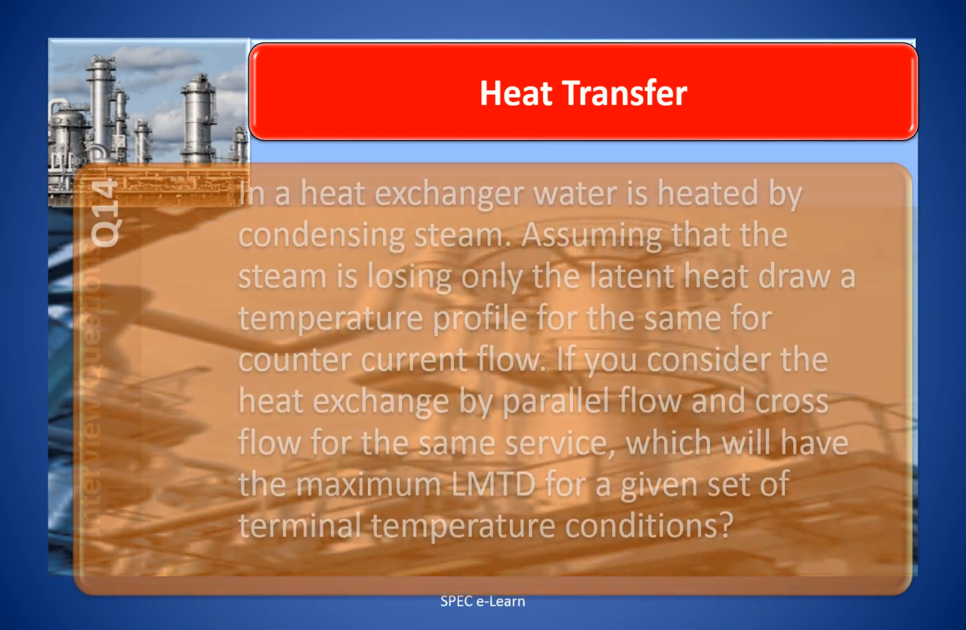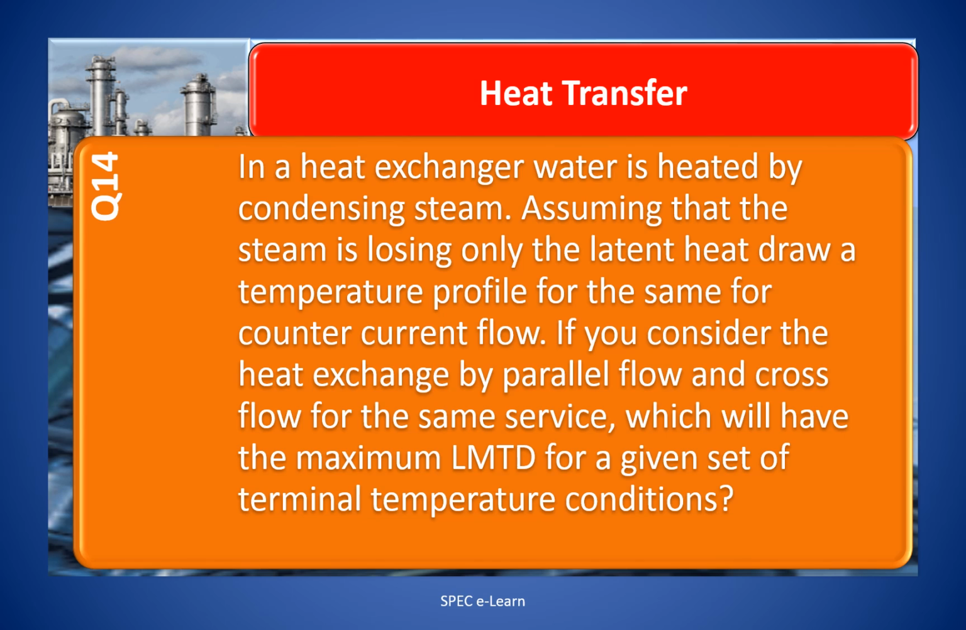Question number 14. In a heat exchanger, water is heated by condensing steam. Assuming that the steam is losing only the latent heat, draw a temperature profile for the same for a countercurrent flow. If you consider the heat exchange by parallel flow and cross flow for the same service, which will have the maximum LMTD for a given set of terminal temperature conditions.